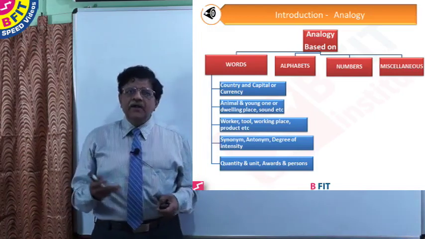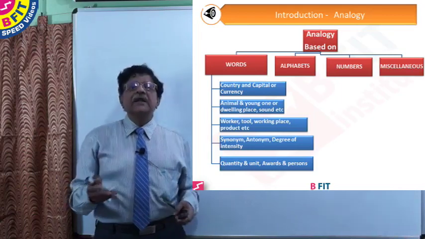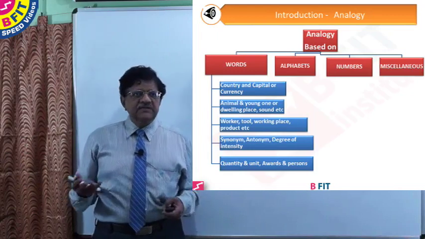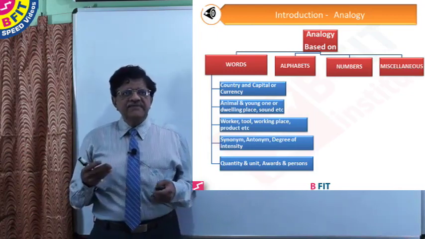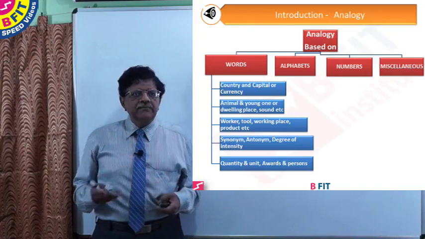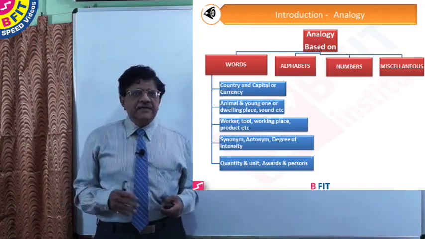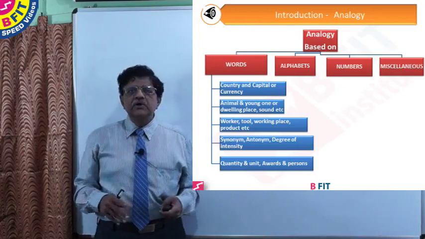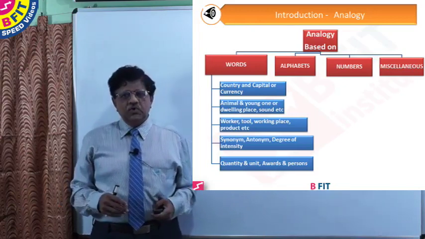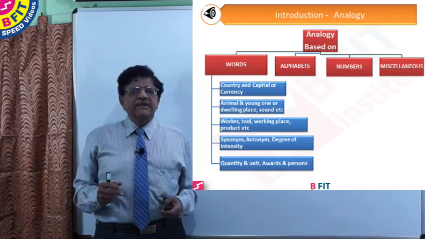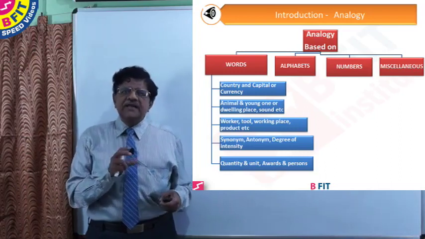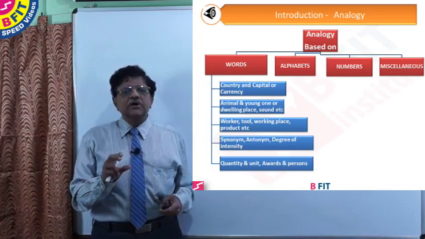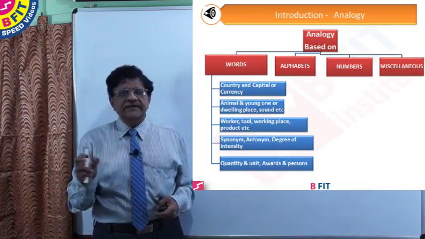it may be animal and homes, it may be animal and their sounds, and it may be worker and the place in which they work. It may be synonym, it may be antonym, it may be degree of intensity, it may be quantity and unit of measurement. So many things are there. So the simple aspect of it is we have to understand the relationship between the first two objects and then transfer that concept to the next two objects to find the answer.